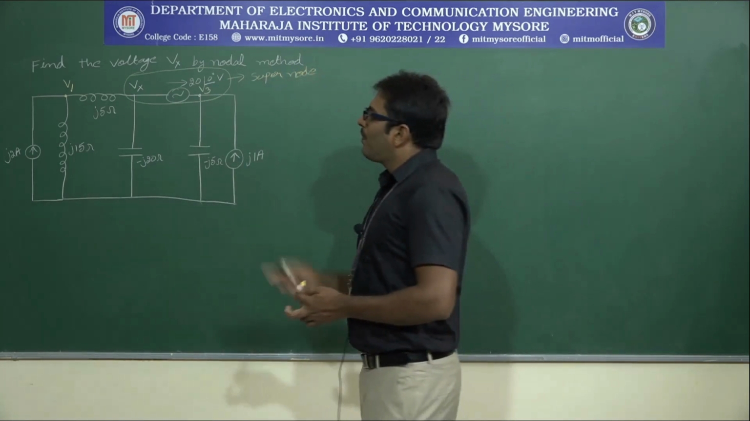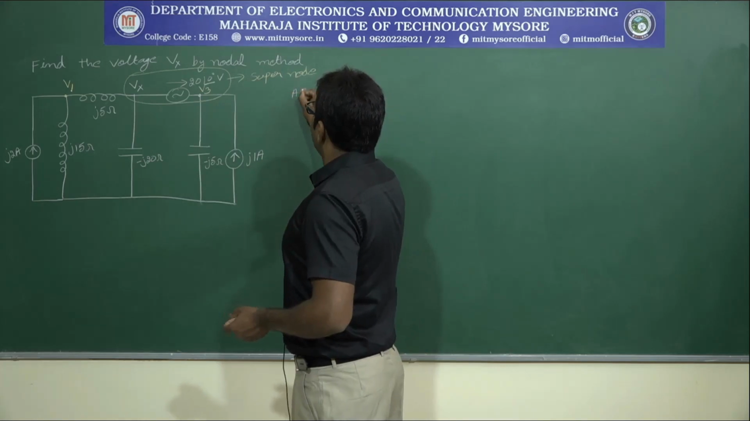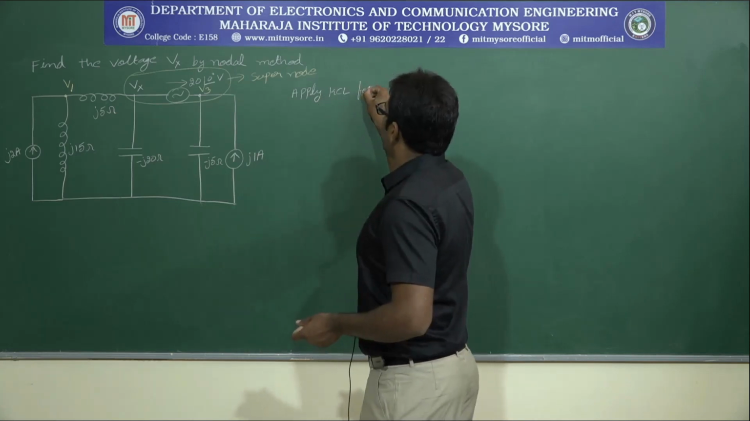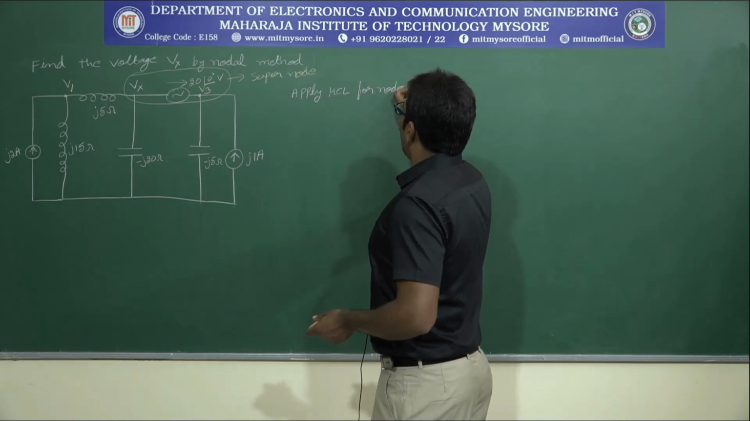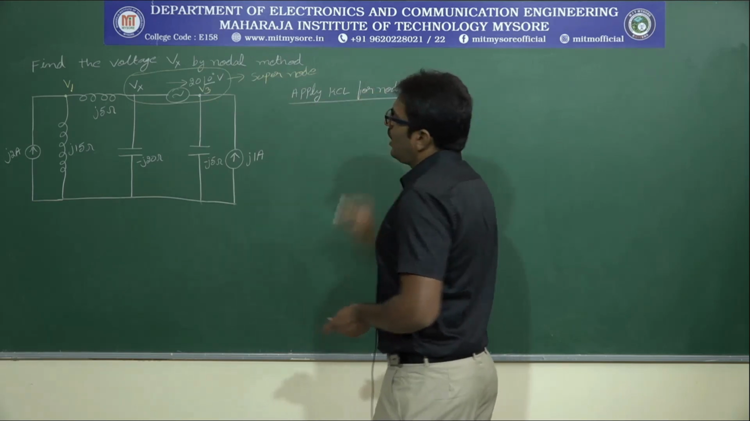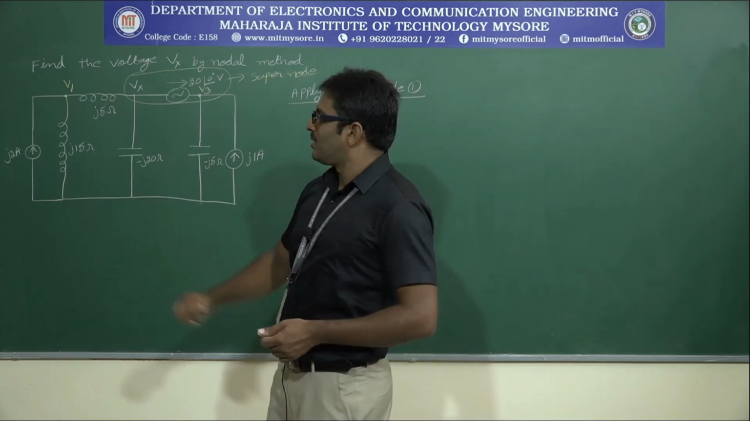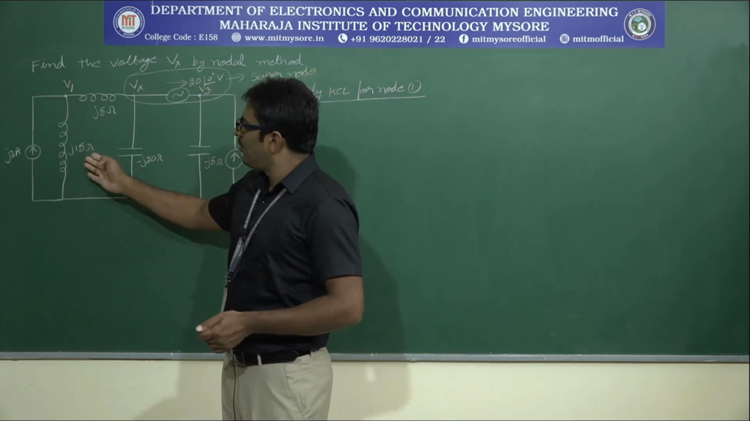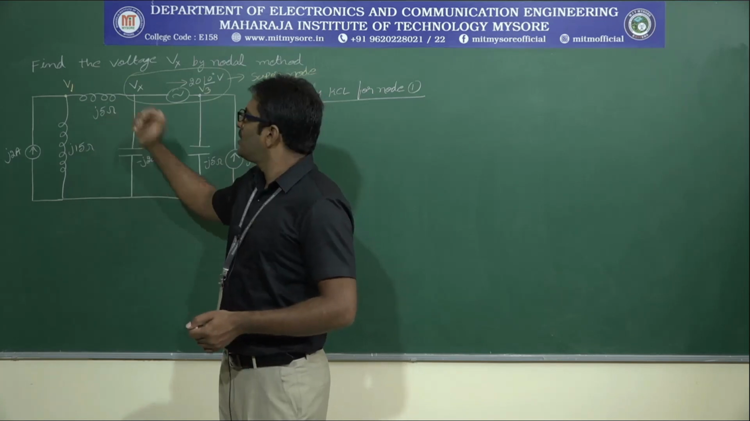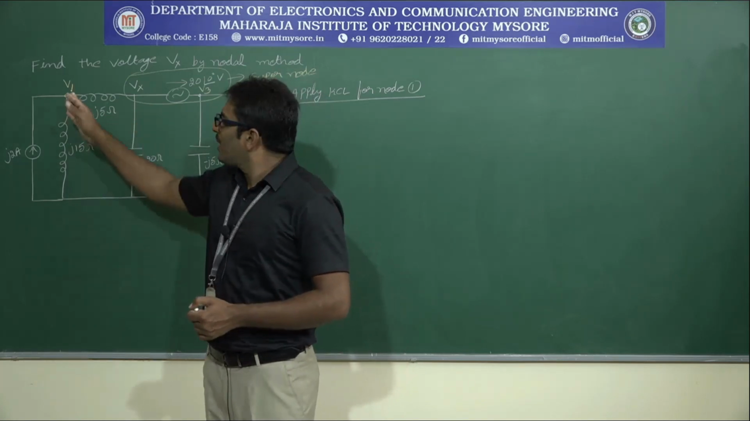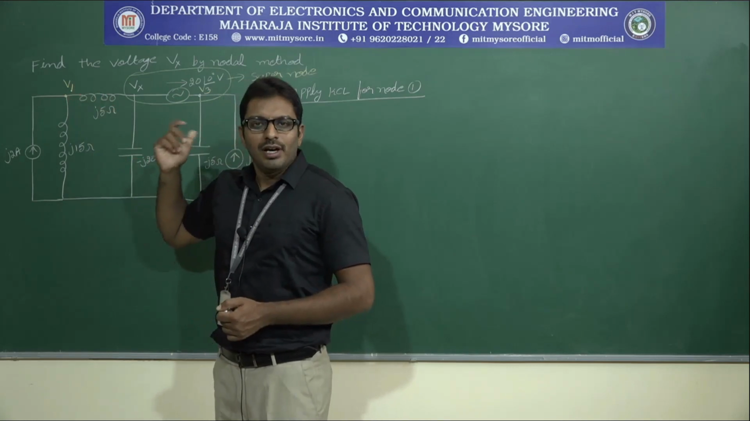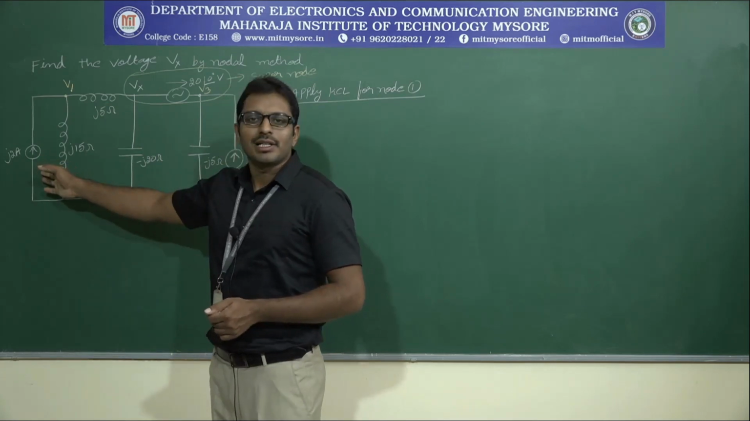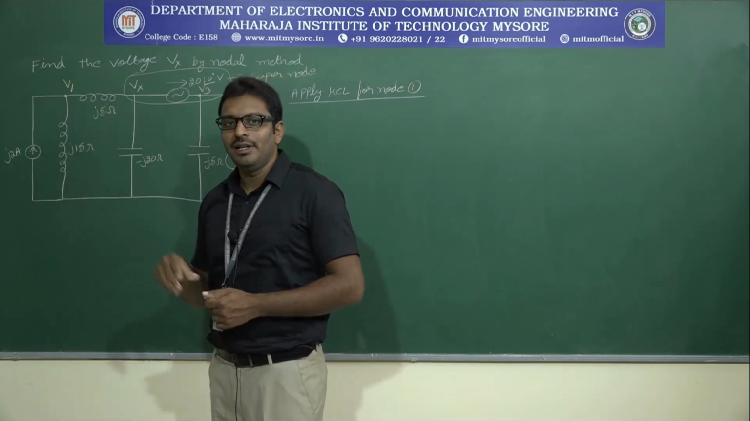Okay. Next, apply KCL for node 1. Node 1 consists of 3 branches. One is the J2 ampere current source, another is the J15 ohm inductance, and the other is the J5 ohm inductance. Apply KCL for this node. When we are applying KCL for any node, all the branch currents are leaving from the node, but the first branch consists of a current source that is entering the node.